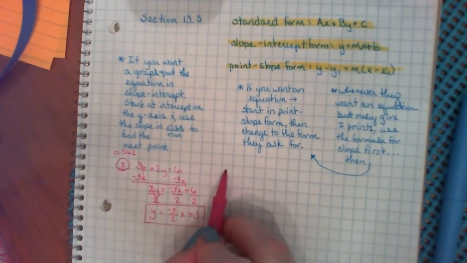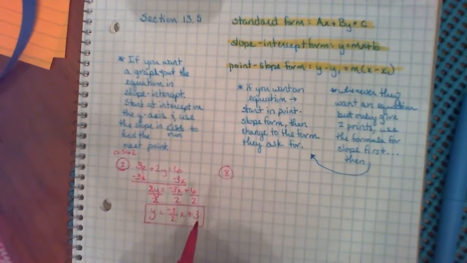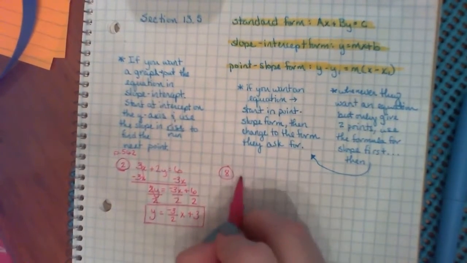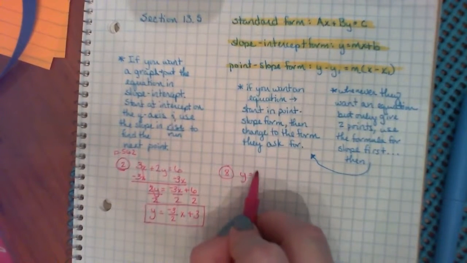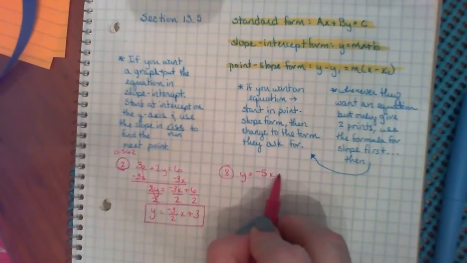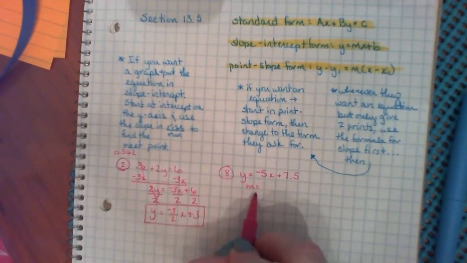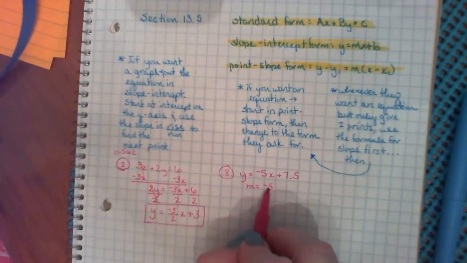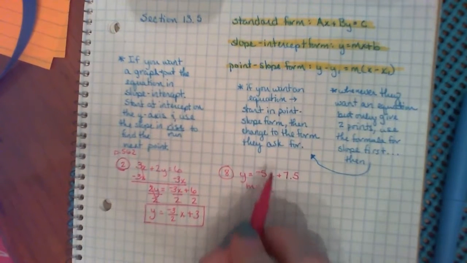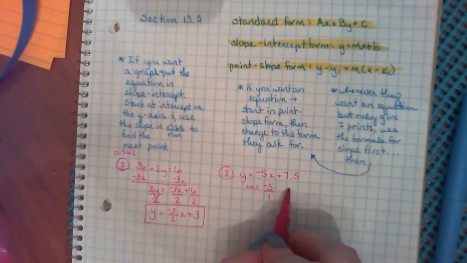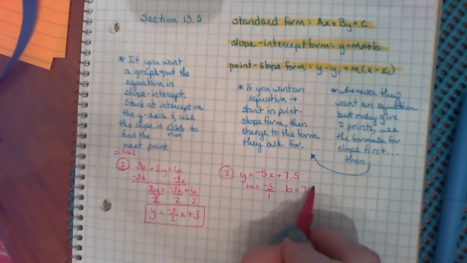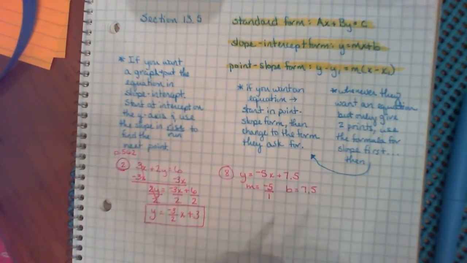Problem number 8. They want us to find the slope and y-intercept. They give us y equals negative 5x plus 7.5. So my slope is going to be negative 5 over 1, because that's what the fraction is. And my y-intercept, which is my b, is going to be 7.5.